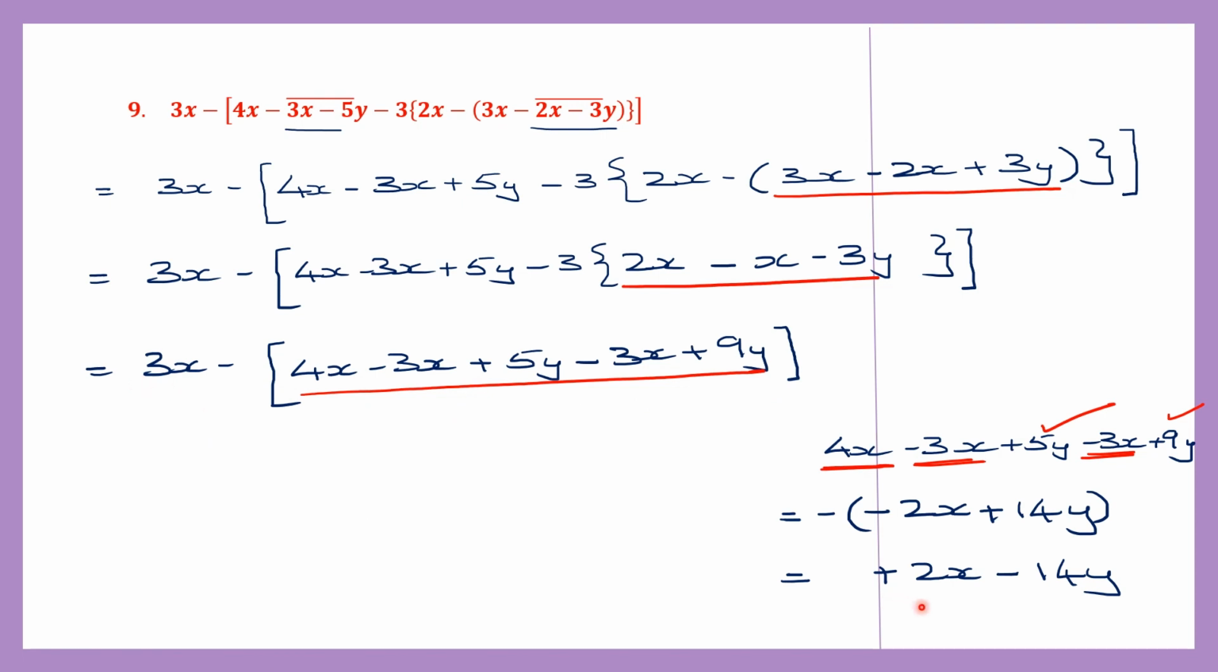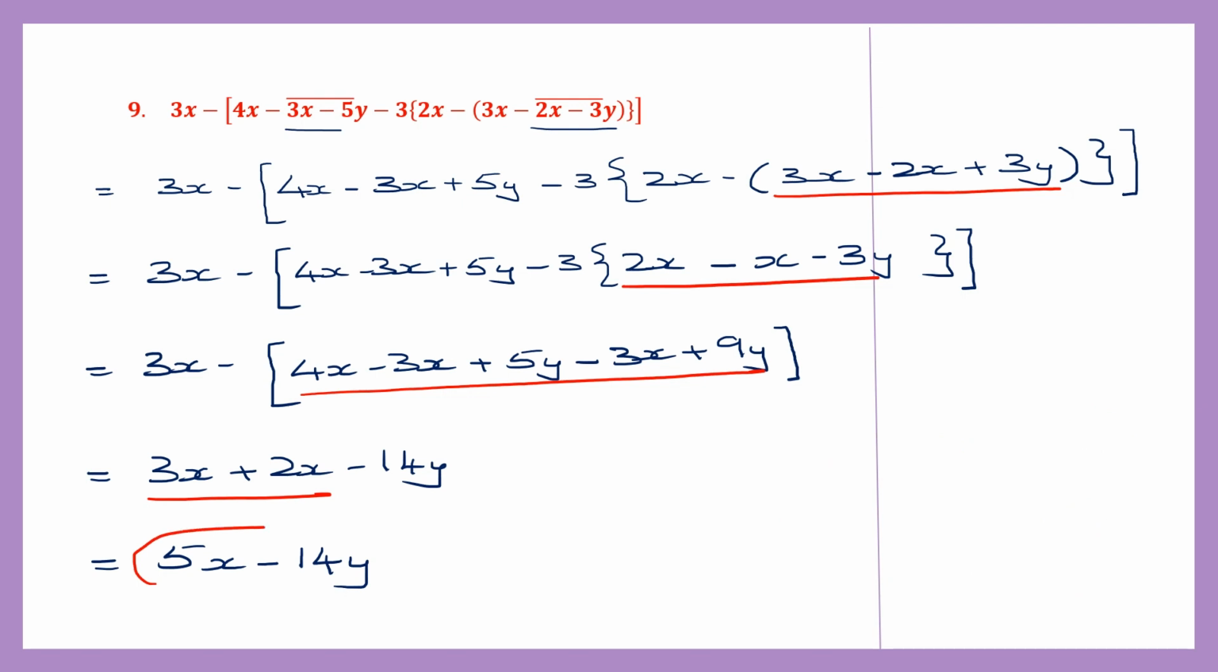So now we have removed all this. So after 3x we have to write this. So let's do that. So now we have 3x plus 2x minus 14y. Work on the like terms. 3x plus 2x is 5x and then we have minus 14y. So 5x minus 14y is our final answer.